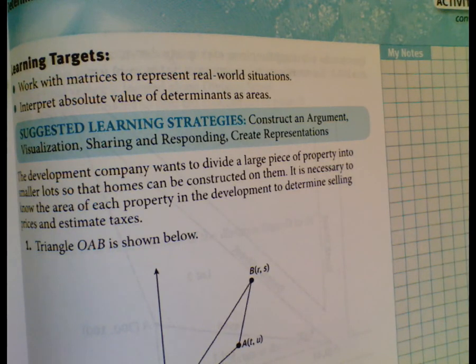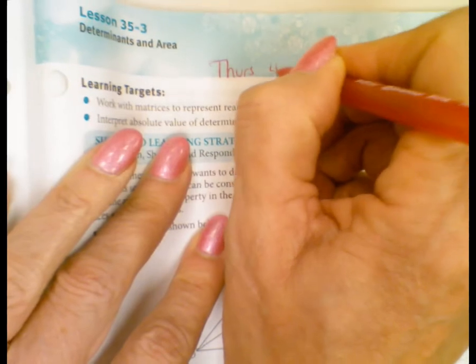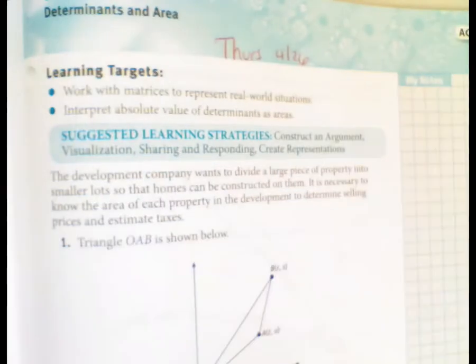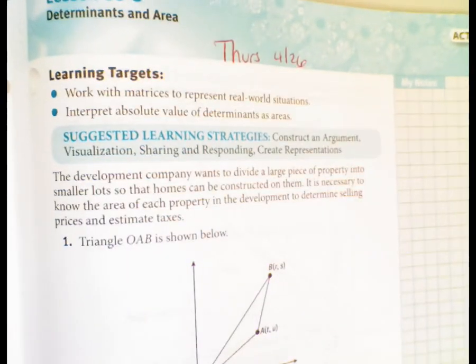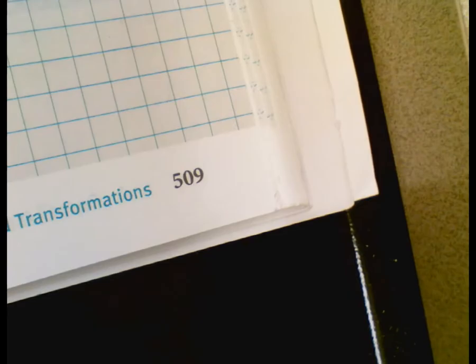Okay, this is Thursday, 4/26, and today we have notes on determinants and areas from section 35.3. So, section 35.3, and it is page 509.